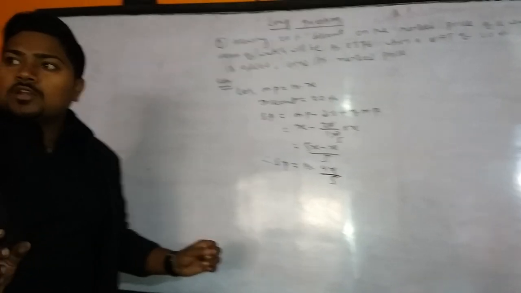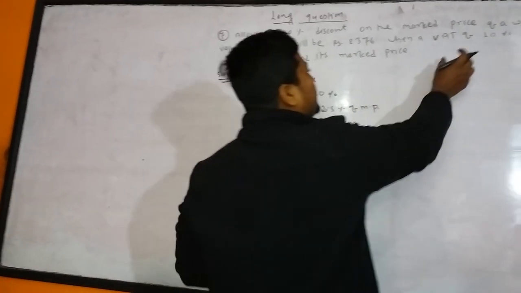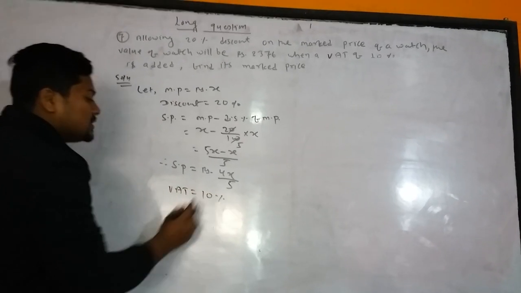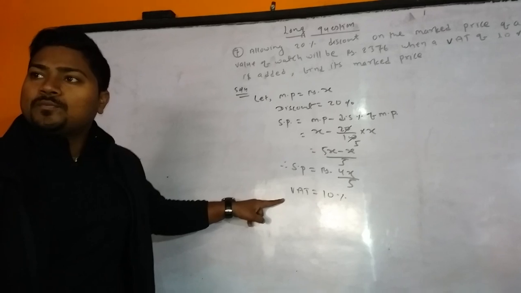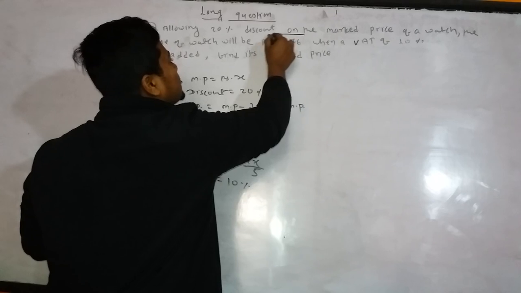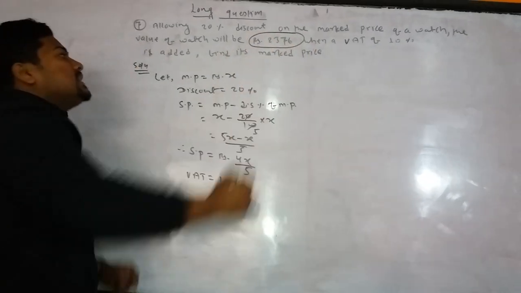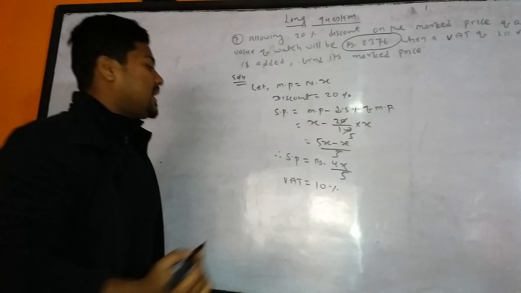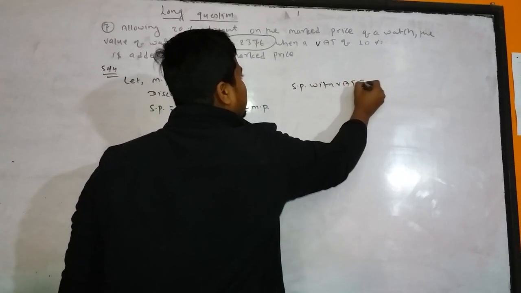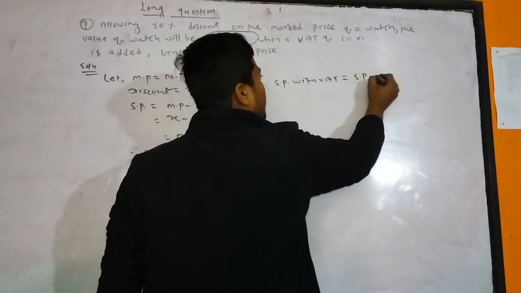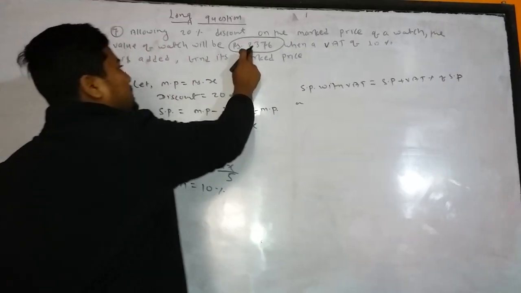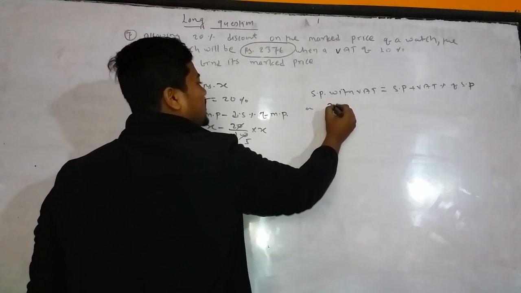So after SP, what is the turn of? VAT percentage. So what is the VAT percentage given? 10. So now here VAT is equal to 10%. So SP, VAT percentage given, and what to find? SP with VAT. So in your question, the value of the watch will be 2376. This value means SP with VAT. So SP with VAT formula is what? SP plus VAT percentage of SP. But in your question, SP with VAT is already given. So in the place of SP with VAT, what can we write?